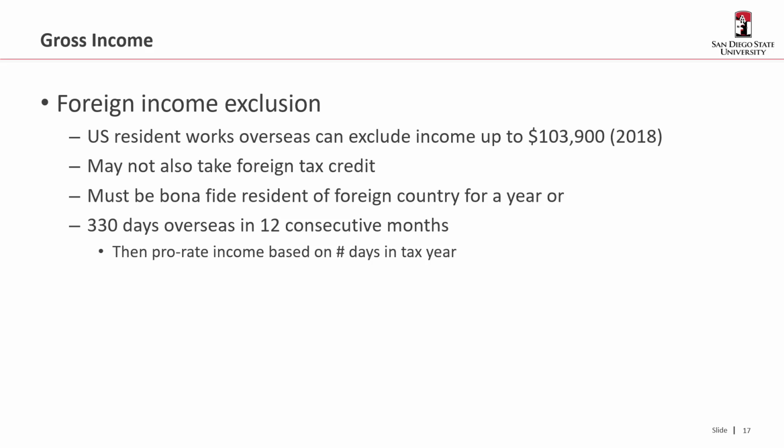Of course, if you exclude the income, you cannot take the foreign tax credit associated with that income. And when we get to credits, you'll see how that works. But suffice to say, that would be double counting the benefit.